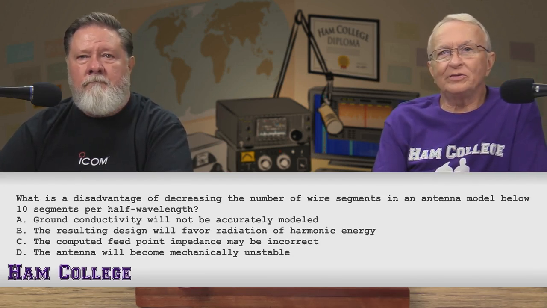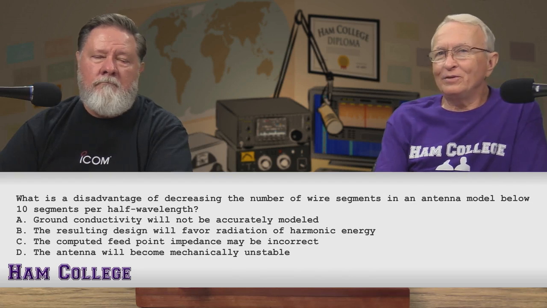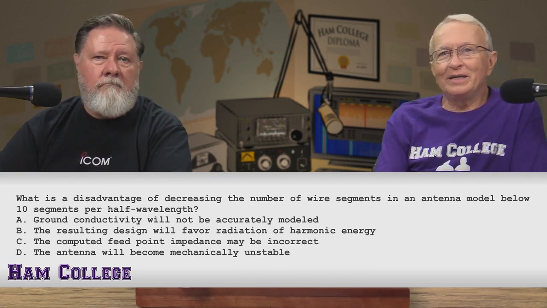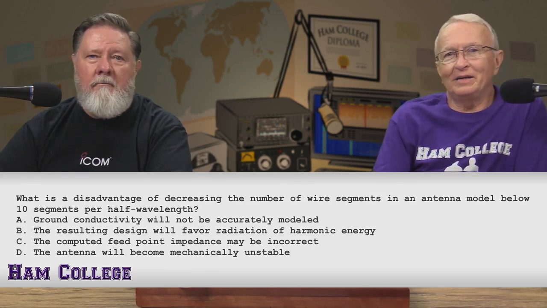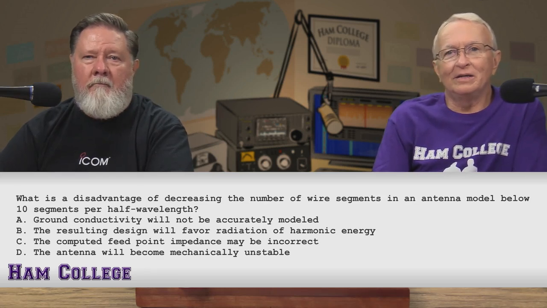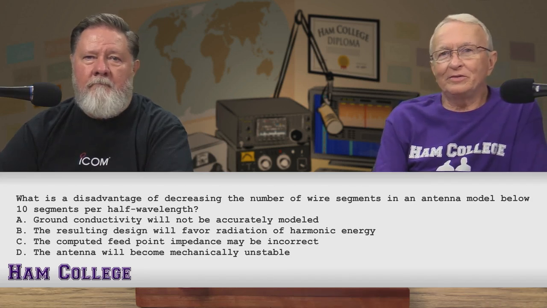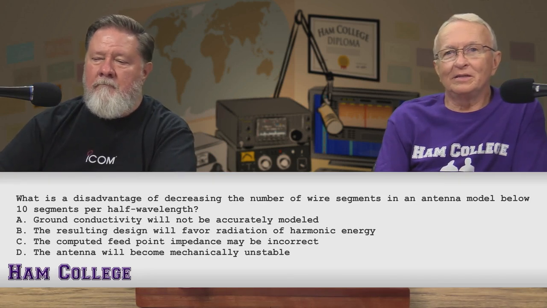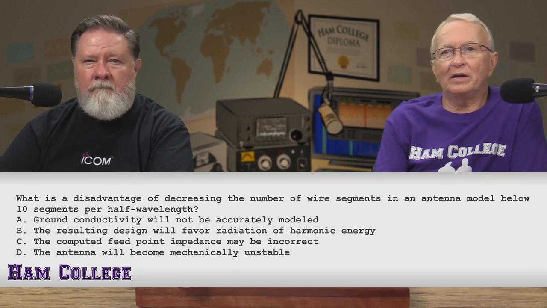What's the disadvantage of decreasing the number of wire segments in an antenna model below 10 segments per half wavelength? I don't think when you're doing antenna modeling, you're really modeling the mechanical stability of it. So I'm going to knock D out. Okay, I'll buy that. A, ground conductivity will not be as accurate. Ground conductivity is going to be whatever ground conductivity is, no matter how you're modeling your antenna. That's not going to change the ground conductivity in your area. B, the resulting design will favor radiation of harmonic energy.